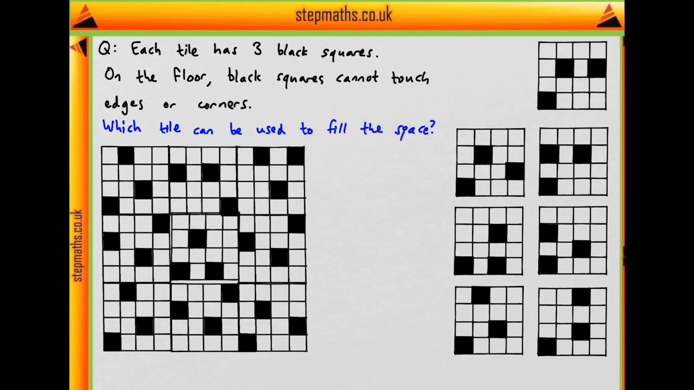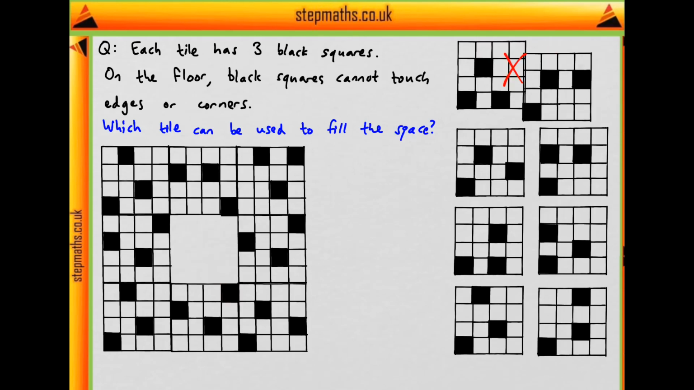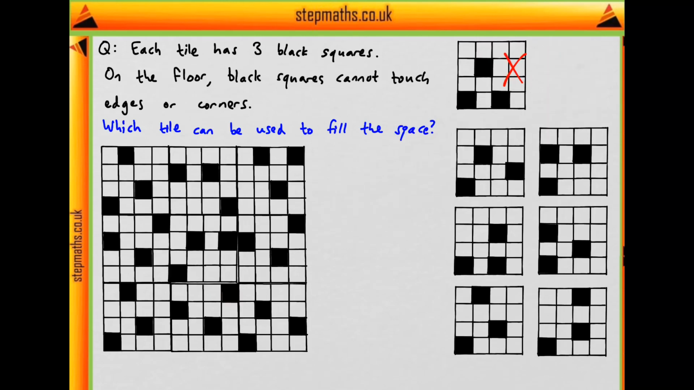So does this look like it would work? Well, we're told that the black squares cannot touch edges or corners. Is this happening here? Well, in fact, these 2 are touching across a corner, so this one won't work. So if we move on, what happens if we drag this tile into the middle? So now you can see that these 2 black squares are touching across an edge, so it looks even worse than it did before, and we know this can't fit the design.